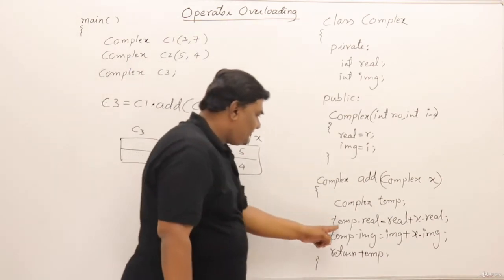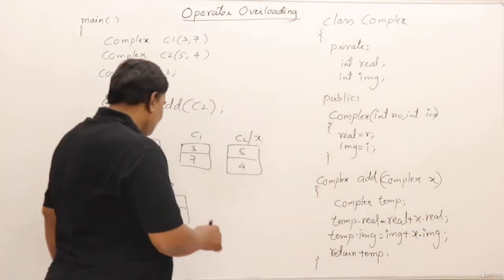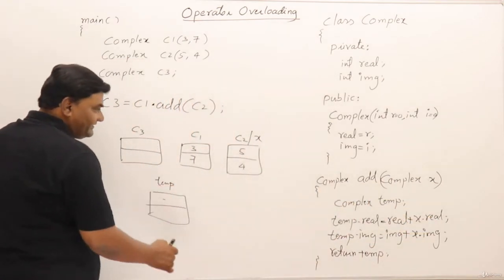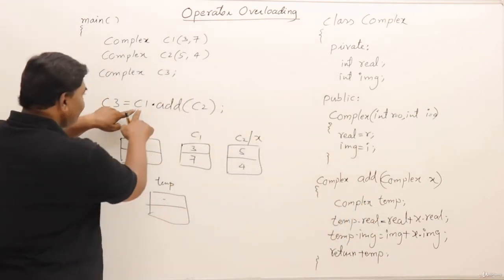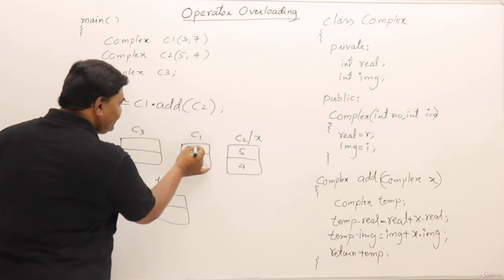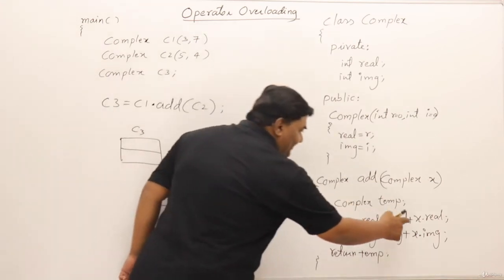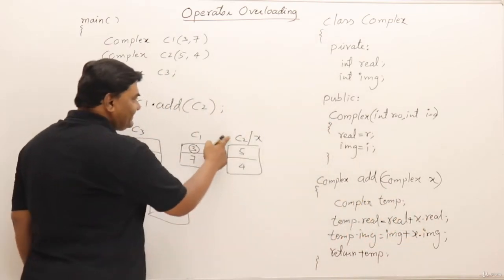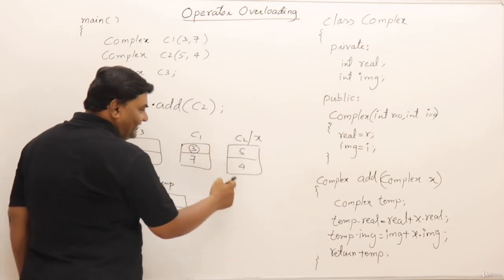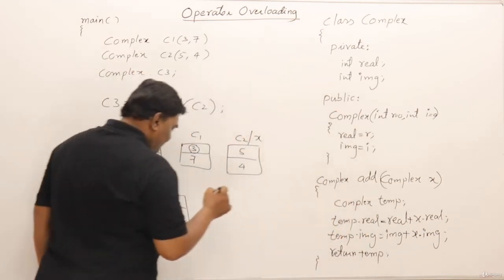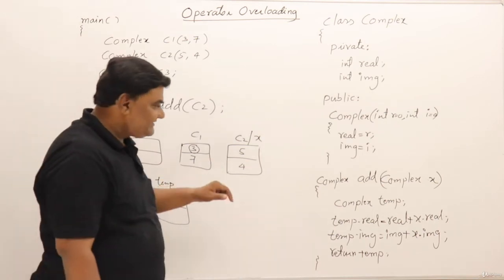Then temp dot real is assigned real plus X dot real. Temp's real, this part, is assigned with real. So whose real is it? See, this is called upon C1, so C1's real. Just real means C1's real. Then plus X dot real. So who is X? C2 is passed as X. So this real. So 3 plus 5 are added and stored in temp's real. So this is 8.